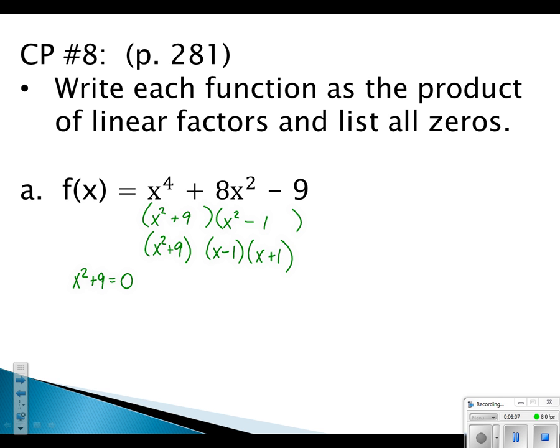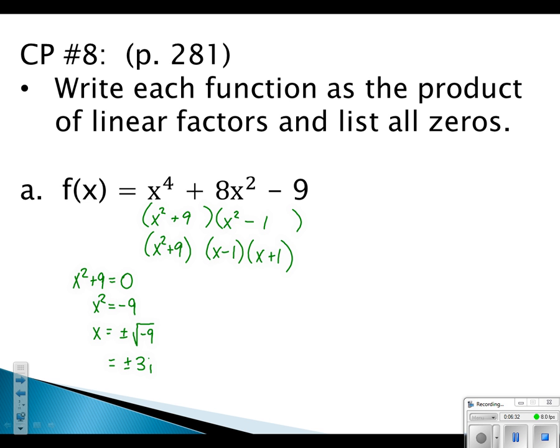I'm going to go ahead and set that last factor equal to 0 and solve with algebra. If we do some extracting of squares, x is going to equal the plus or minus root of negative 9, which is plus or minus 3i. Okay, so back to our directions. List out all my zeros.